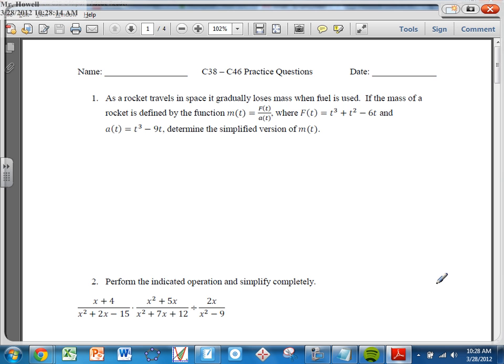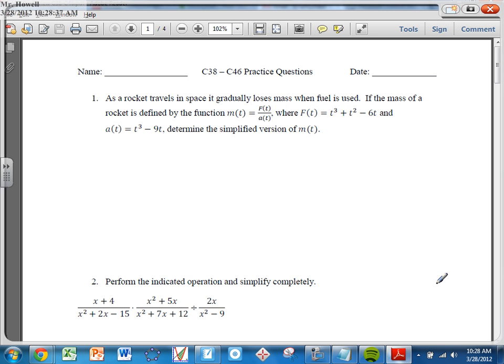So if the mass of a rocket is defined by the function mass equals force over acceleration, which it is, where the force is given as this function, and the acceleration is given as this function, determine the simplified version of m of t. Okay? What does this mean to you? Look at the problem. What does it mean? What can we do?